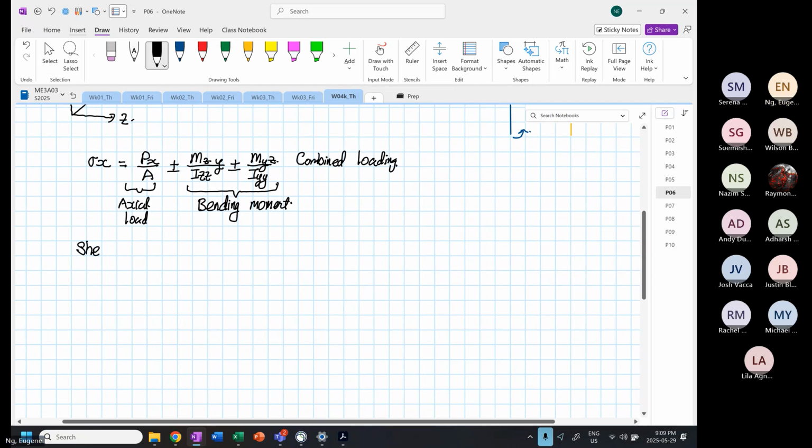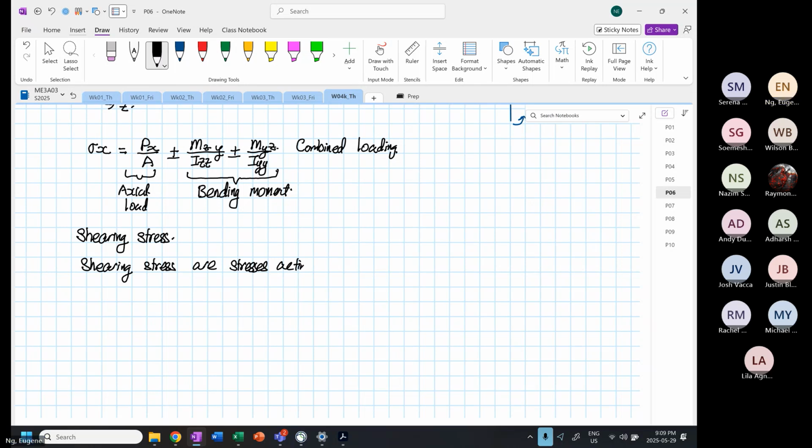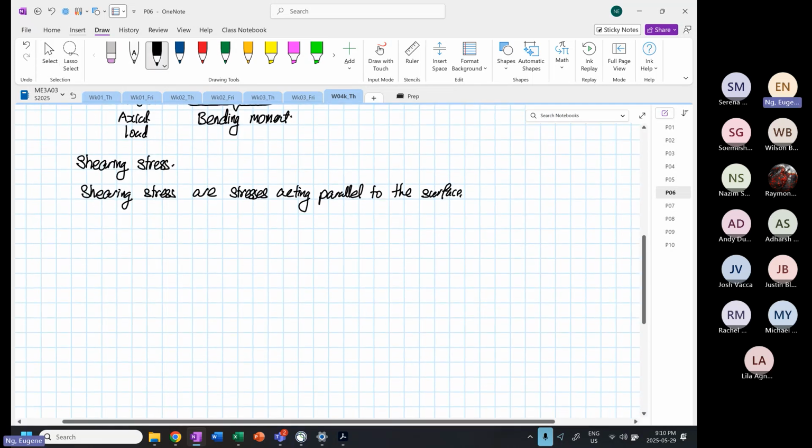Now, the next thing that we are going to look into is shearing stress. Shearing stress are stresses acting parallel to the surface. So in shear, let's look at shearing stress first.